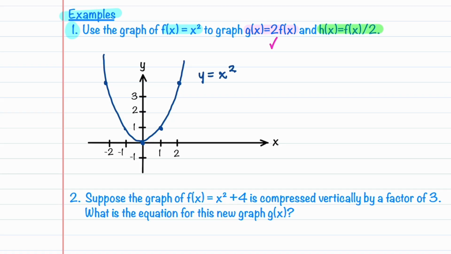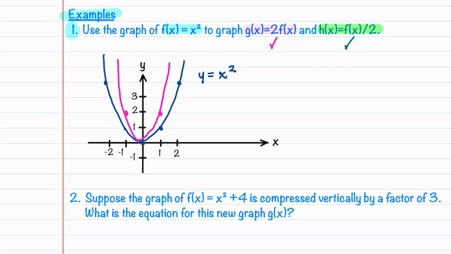Now we're going to graph g of x. When we multiply a function by 2, the graph stretches vertically by a factor of 2. Instead of going through the point 1, 1, we're now going to go through the point 1, 2. So let's put these on our graph, and then we can graph g of x.